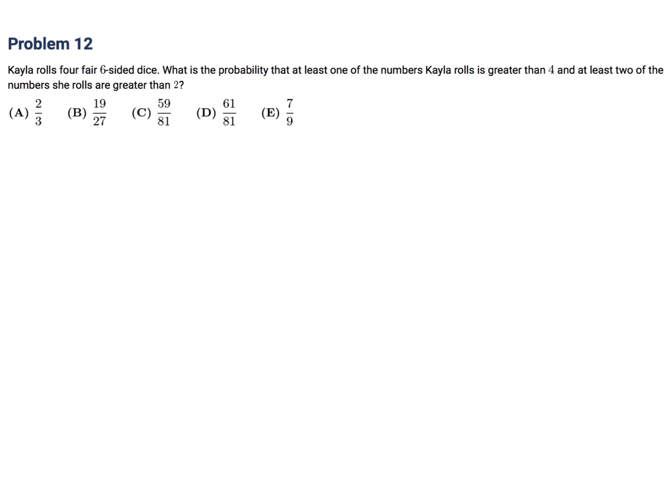Kayla rolls 4 fair 6-sided dice. What is the probability that at least one of the numbers Kayla rolls is greater than 4, and at least 2 of the numbers she rolls are greater than 2?